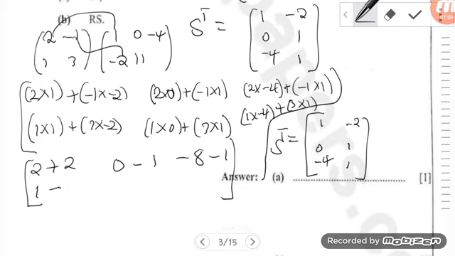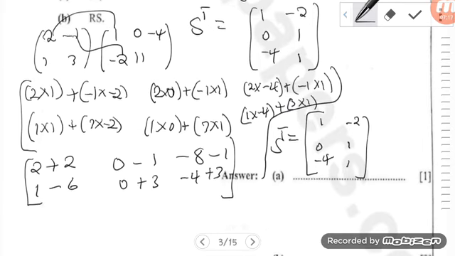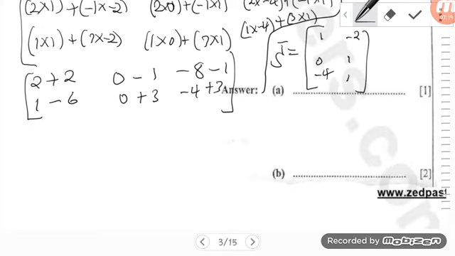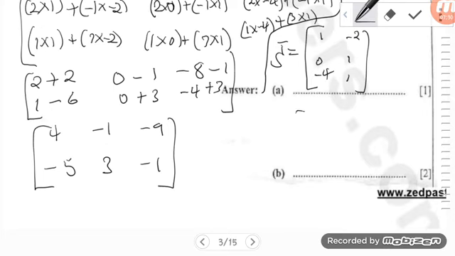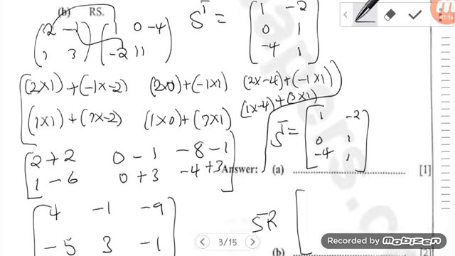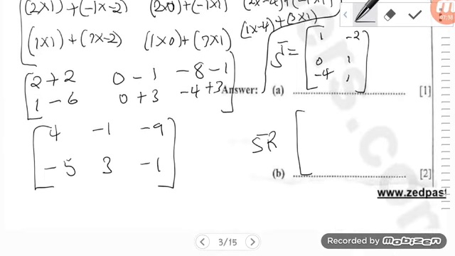This is 1 minus 6. That is 0 plus 3. And that is negative 4 plus 3. So when we add, we are getting our final answer as 4, negative 1, negative 9, negative 5, 3, and negative 1. And this is what we are going to put here as RS: 4, negative 5, negative 1, 3, negative 9, and negative 1.